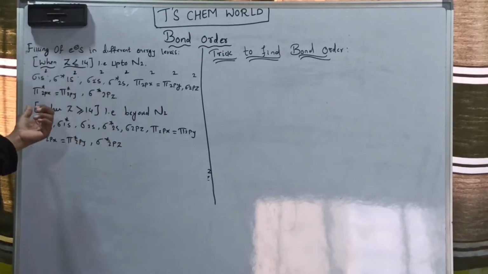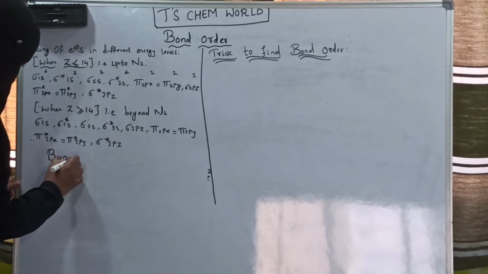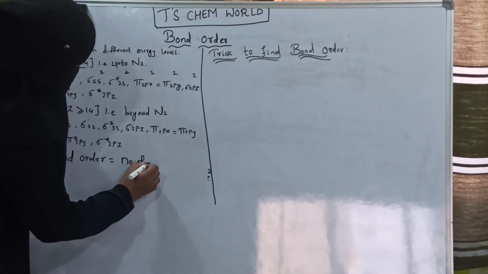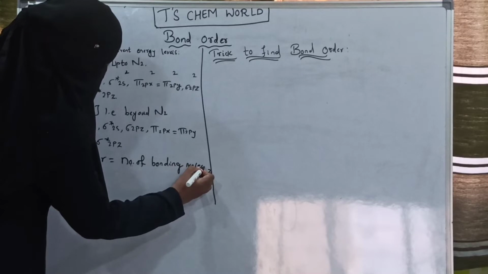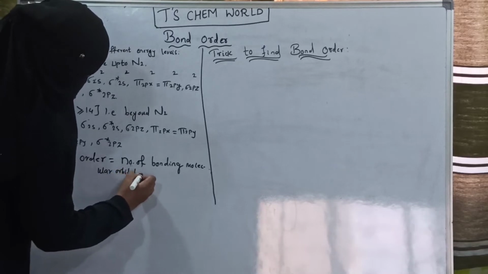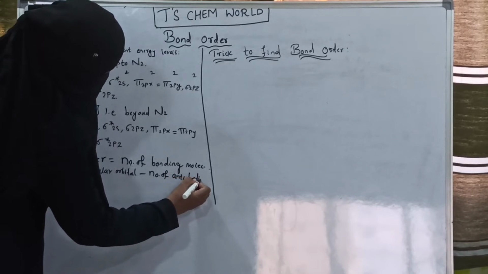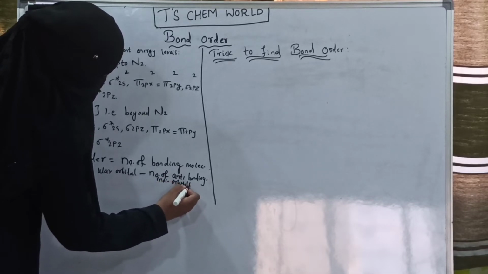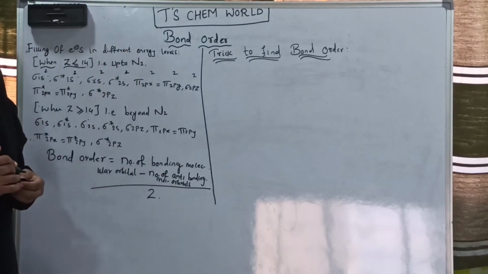As we all know, the formula for bond order is: bond order is equal to number of bonding molecular orbitals minus number of antibonding molecular orbitals, divided by 2. This is the simple formula to find the bond order.